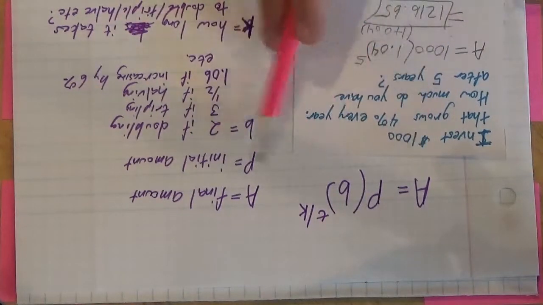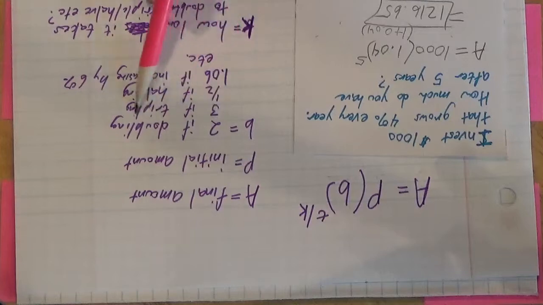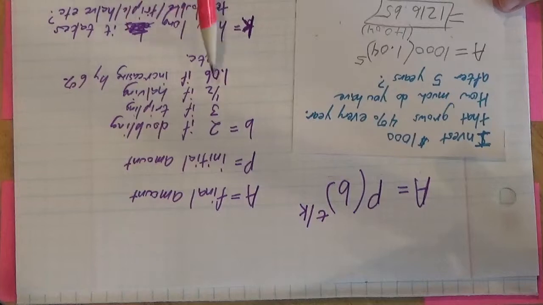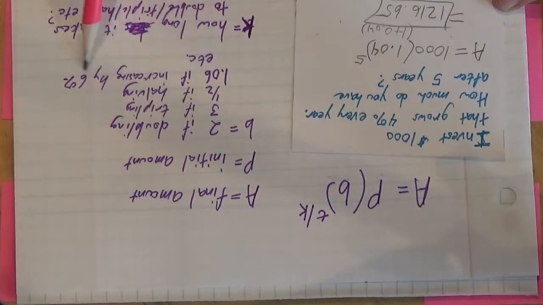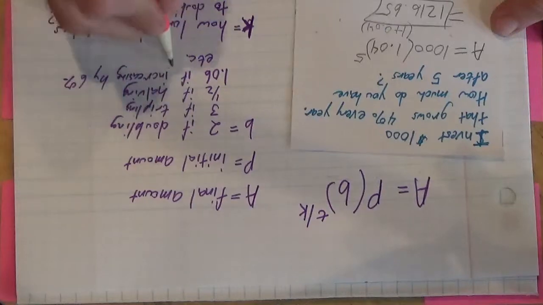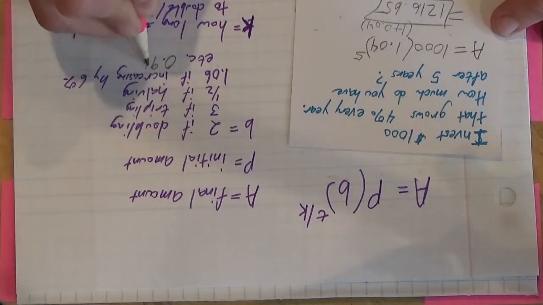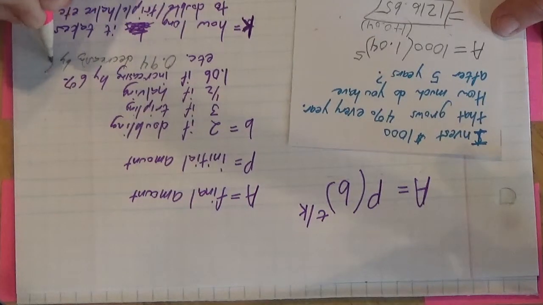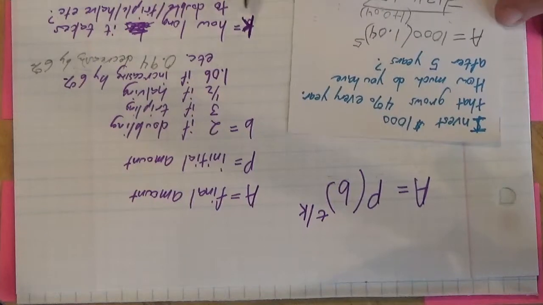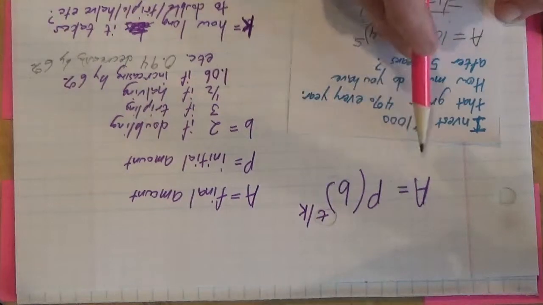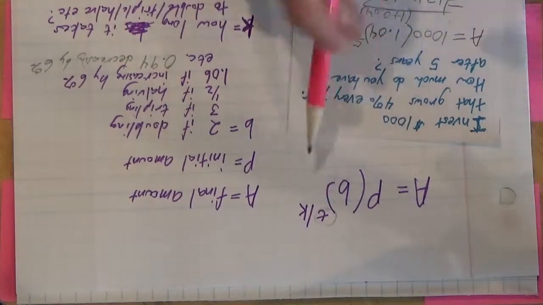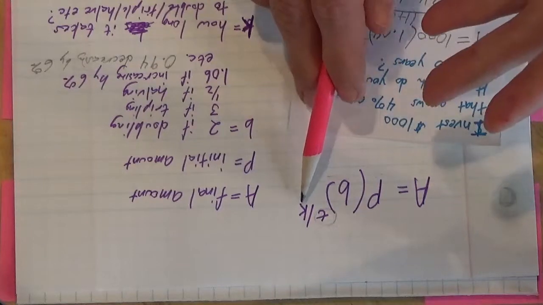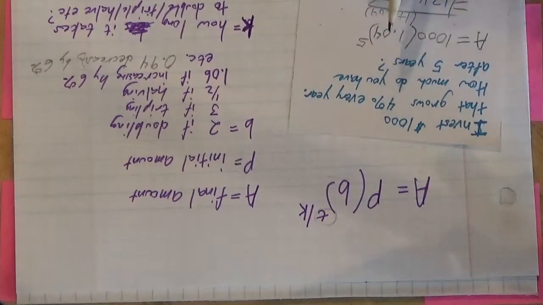The A is the final amount, the P is the initial amount, B is going to be 2 if you're doubling, 3 if you're tripling, half if you're halving. Those half-life formulas are not so bad. It's the same thing. 1.06 if you're increasing by 6%. It could even be 0.94, let's say, if you're decreasing by 6%. And then the K is how long it takes to double, triple, halve, etc. So if you have 20 years and it's tripling every 5 years, that's 4 times. So it does work out.